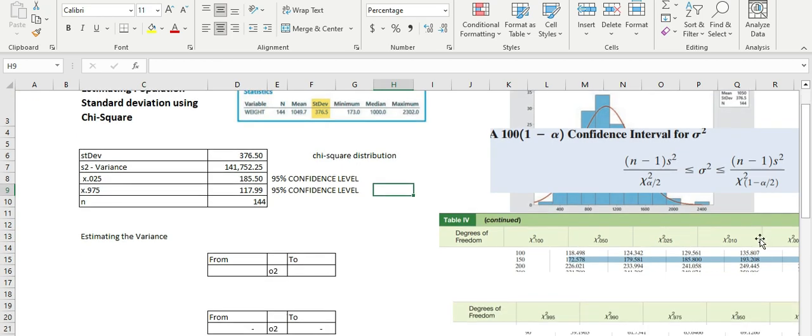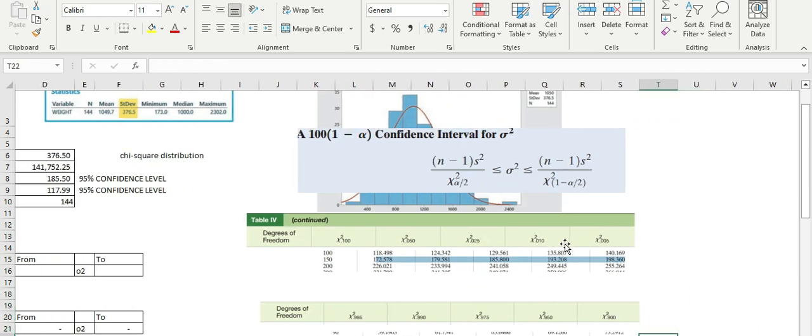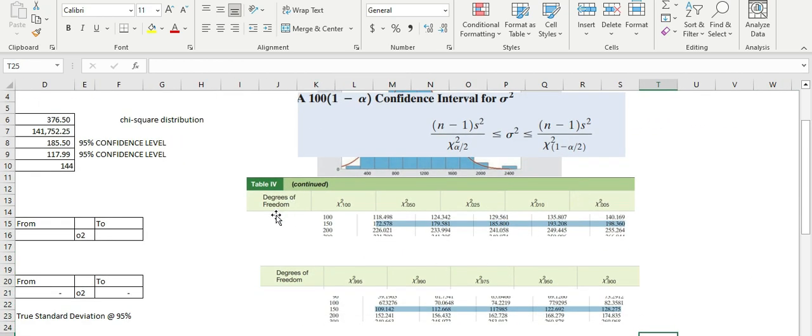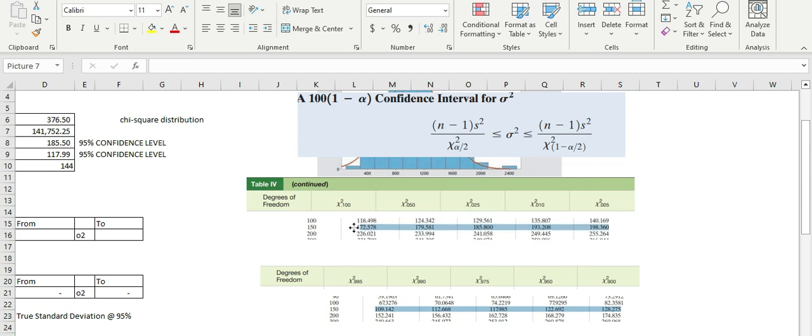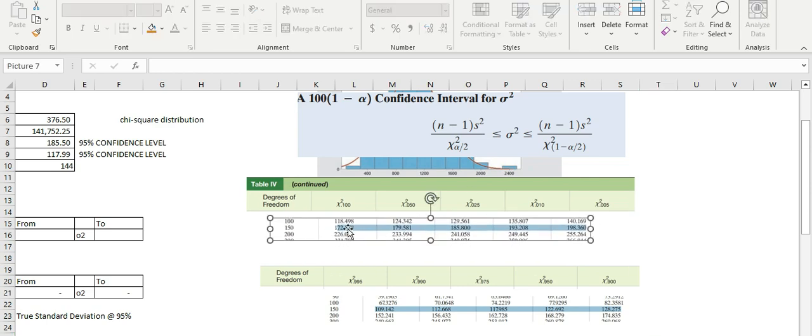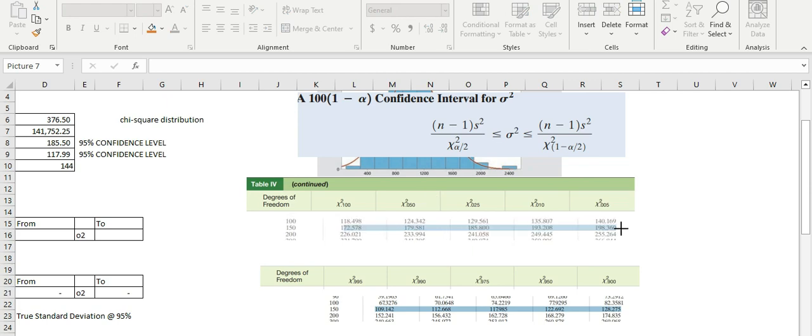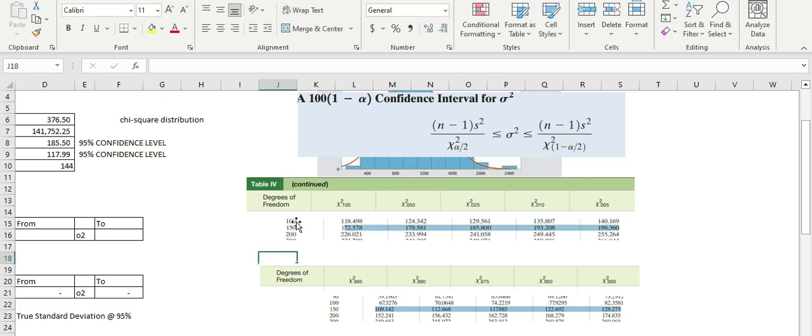I just got this from the book. This is a table for the degrees of freedom. This one here is the degrees of freedom, and we wanted to know the 95% level of confidence. So the 95% level of confidence for the lower limit.